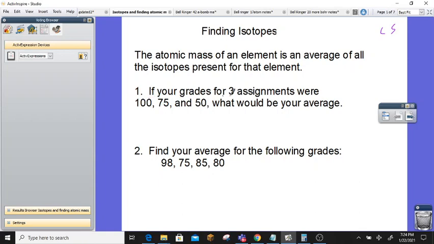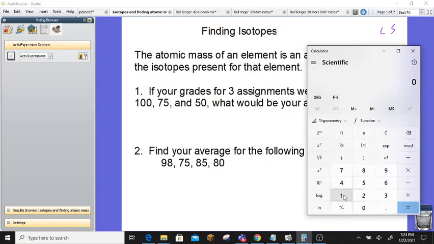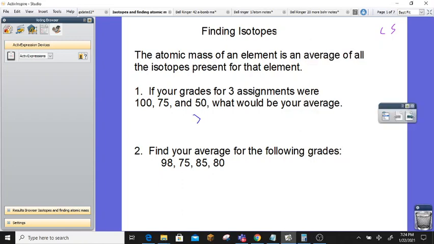So if, let's say your grades for 3 assignments were 100, 75, and 50. So what would be your average? Well, how do you find an average? You add them all up and you divide by that number, right? So 100 plus 75 plus 50, let's see what our grade would be. And then I divide by 1, 2, 3, there's 3. Right, 75. Your average grade would be a 75.